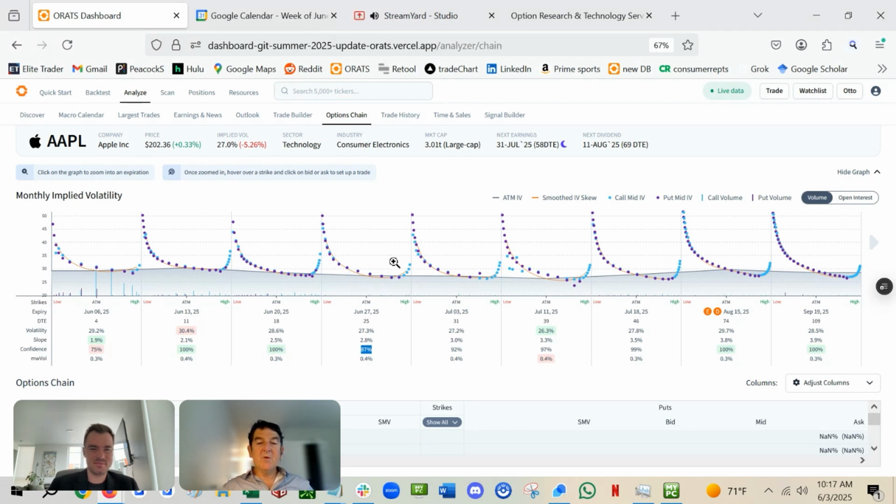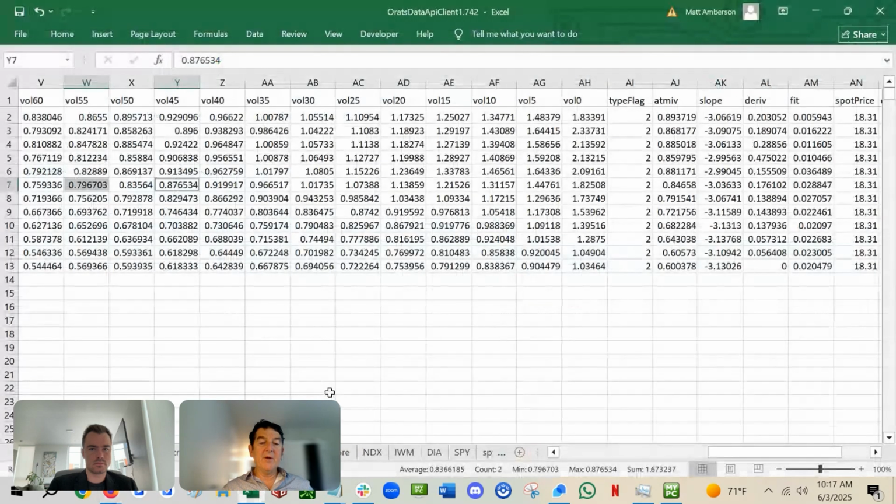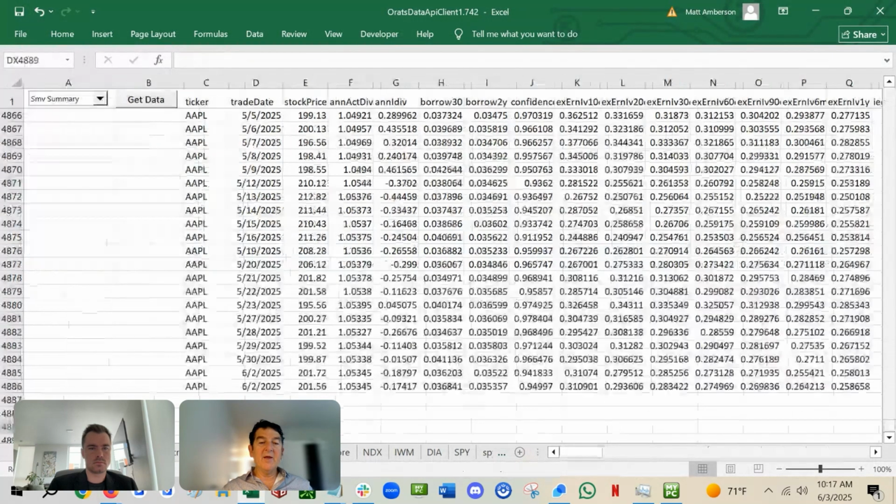Yeah. So let's go back to what we were talking about in the resources. We've gone through strikes, we've gone through monies. The next thing is the summaries. The summary is kind of my favorite part. So in data history, I pulled up all of Apple's history in one click.